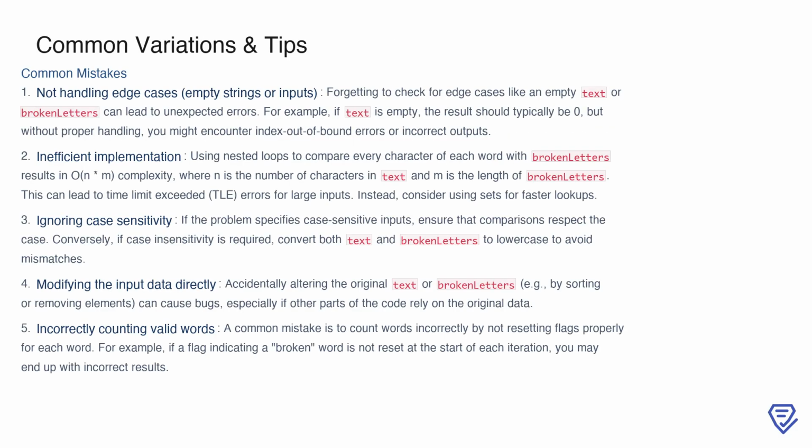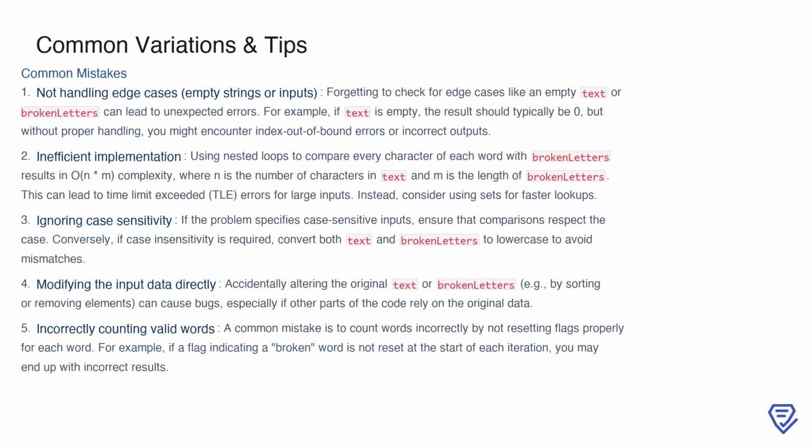When solving this problem, there are several common mistakes to be aware of that can lead to inefficiencies or incorrect results. First, not handling edge cases like empty strings or inputs is a frequent oversight. If the text is empty, the expected result is usually 0, but failure to explicitly check for this might result in errors or unintended behavior, such as index out-of-bound issues.